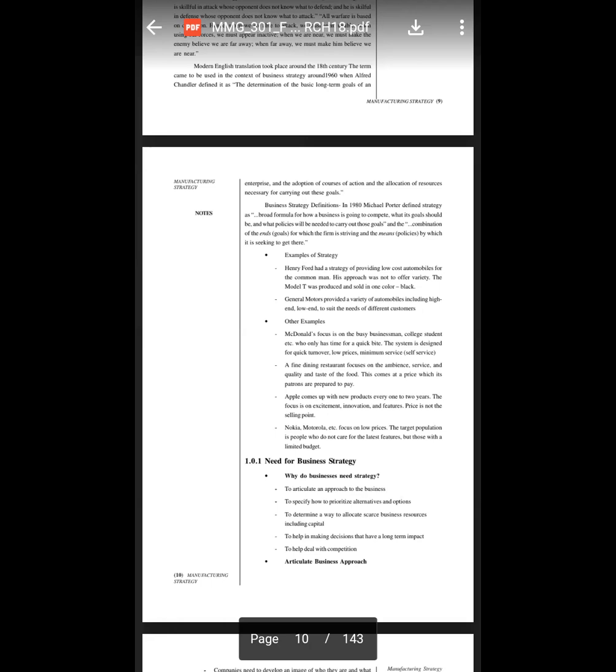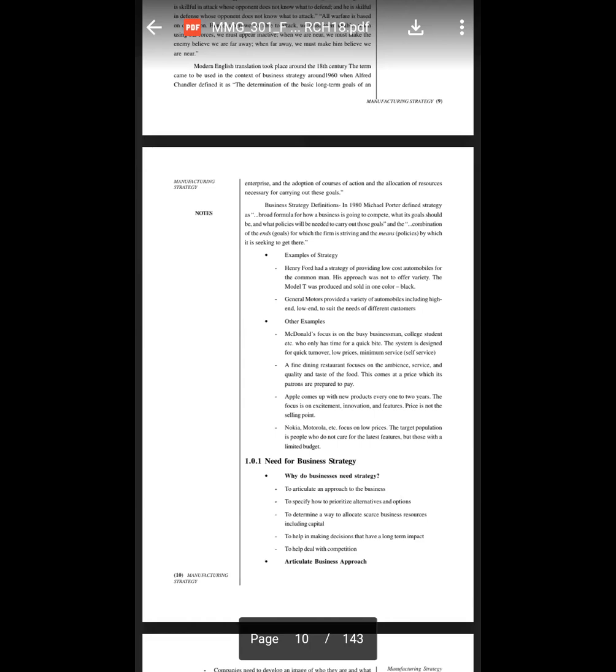McDonald's gives more focus to students and businessmen, because it is a kind of quick bite. It is very easy to carry as well, so people give more focus to McDonald's. It is easily eatable, so they have made their production in such a way that the people around that area can easily consume it.